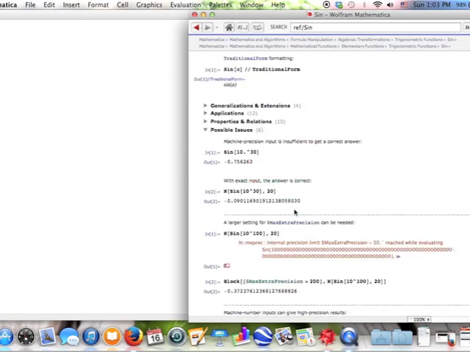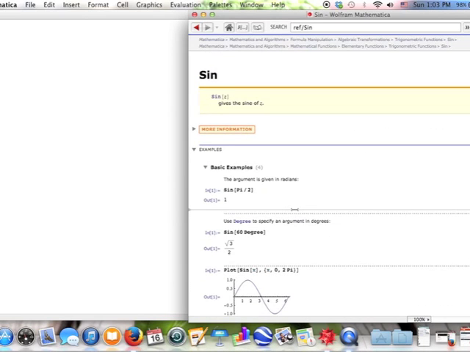Now, the important thing about all built-in functions in Mathematica is, as you can see, you always start them with a capital letter, and you always surround what the function is doing with brackets. So let's see, for another example, say I want to plot the graph for x squared.